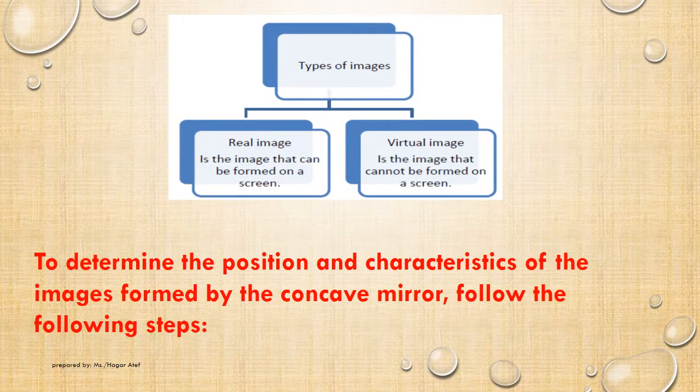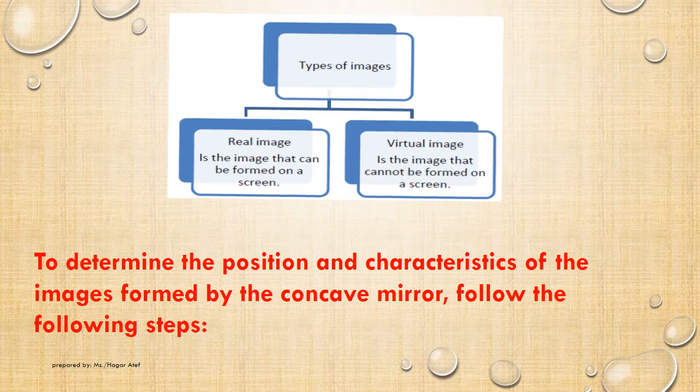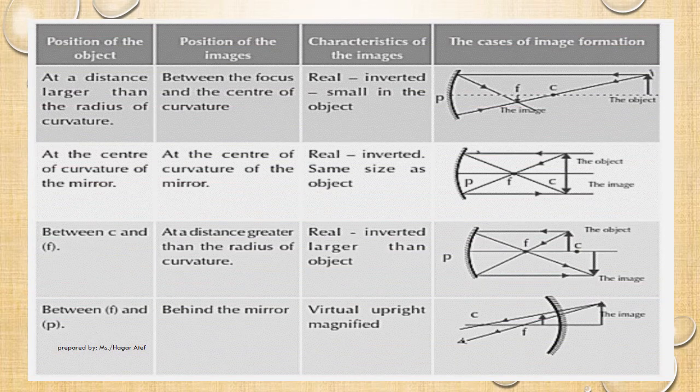A real image is an image that can be formed on a screen. A virtual image is an image that cannot be formed on a screen. To determine the position and the characteristics of the images formed by the concave mirror, follow the following steps. The properties of the images formed by the concave mirror are different according to the distance between the object and the mirror, as follows.